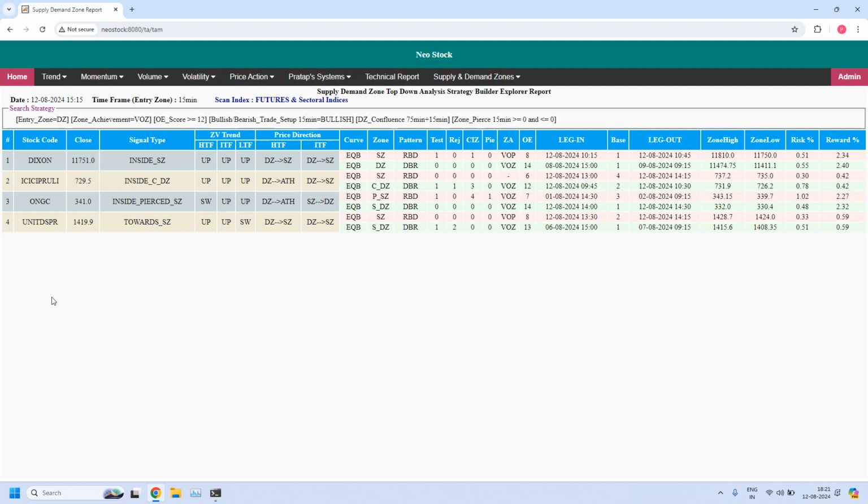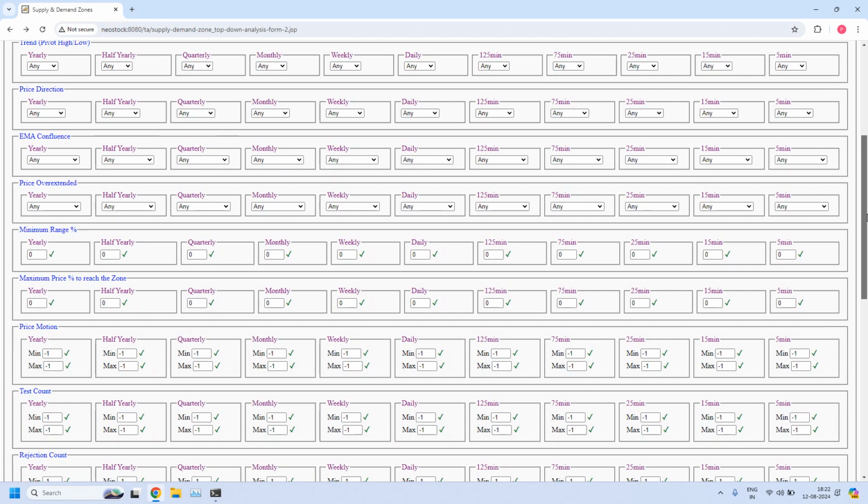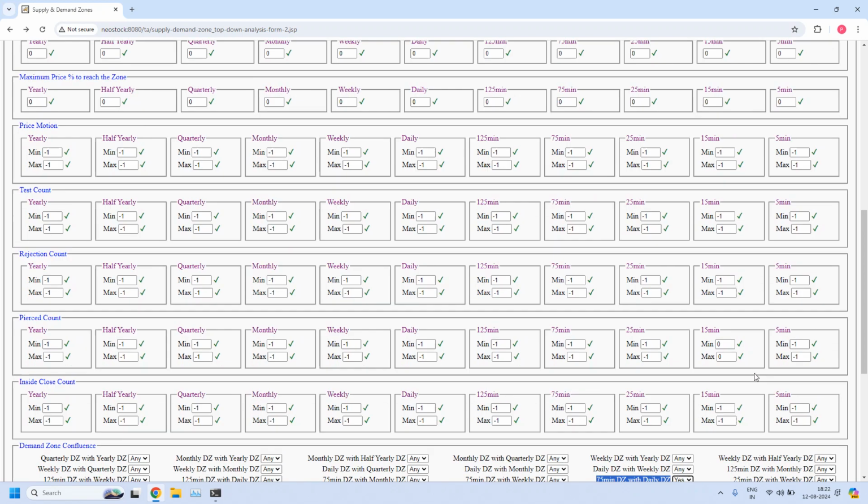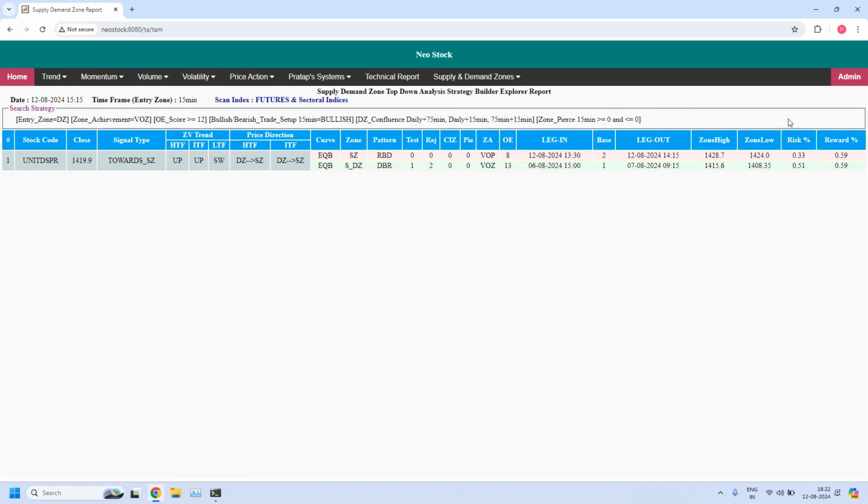Now, out of these 4, is any stock having confluence with HTF time frame? HTF is the daily time frame. So, with the daily demand zone confluence, let us verify. So, 15 minutes demand zone with 75. Next, 15 minutes demand zone with the daily demand zone we enabled, and also 75 with the daily demand zone also we enabled. Let's verify. So, only one stock is having confluence. That is 15 minutes, 75 minutes, and also daily. Here you can verify.